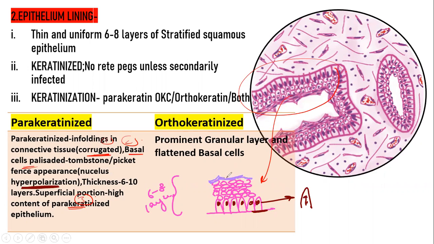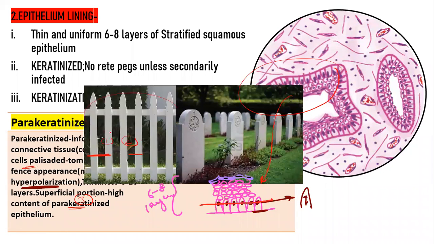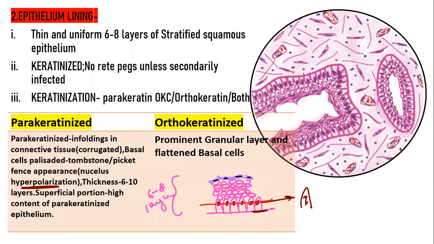something covering a corrugated appearance of parakeratinized epithelium, right? So they retain their pyknotic nuclei. Now, an important thing is that the basal layer gives you a picket fence appearance, right? So this is what a picket fence is, or a tombstone appearance. Why? Because all of the cells, they are in one line. All of the nuclei are in one line. So this gives you a picket fence or a tombstone appearance. Okay, and the superficial portion contains parakeratinized epithelium.